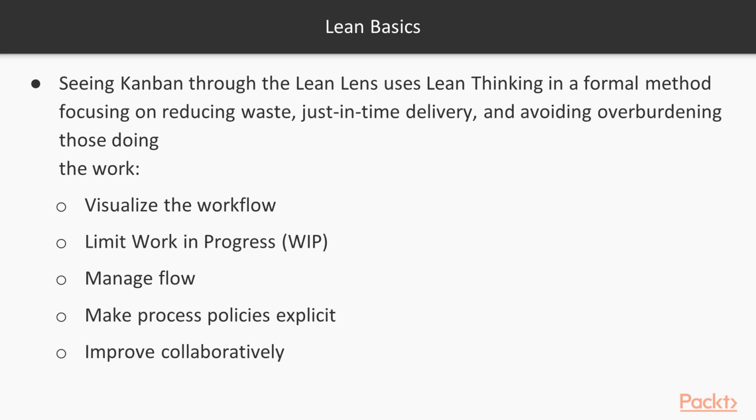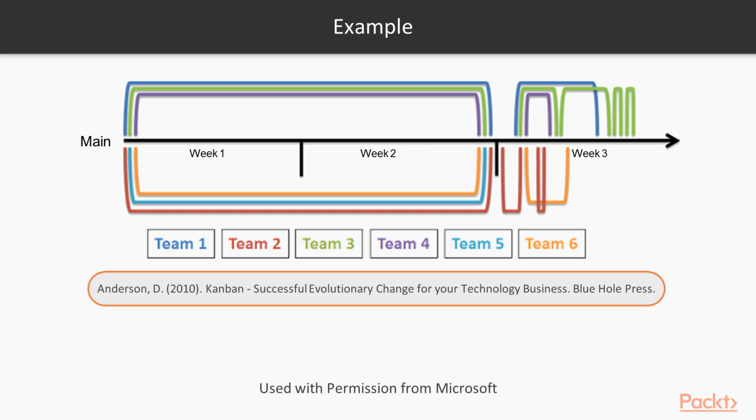First of all, we want to visualize the workflow, so that way we get a better understanding of where we are. We covered the WIP about limiting work in progress, delivering the most value into the business first. We've talked about managing the flow and how to improve that. And then also, part of this is a collaborative process. So let's take an example taken from the book below.